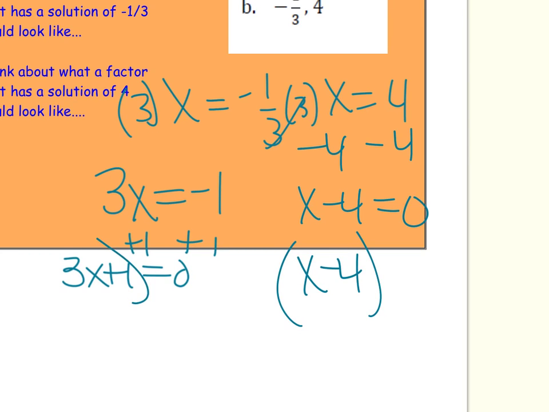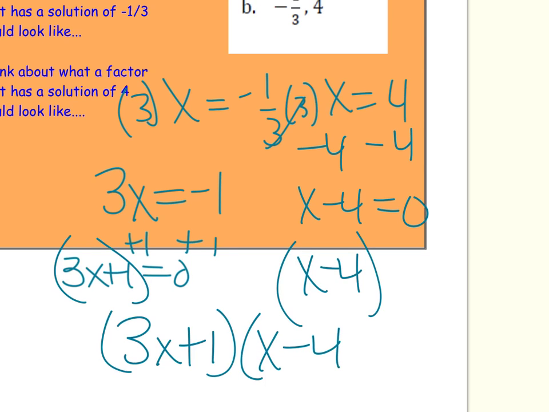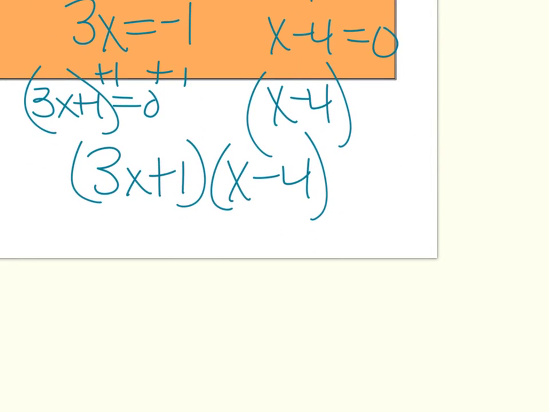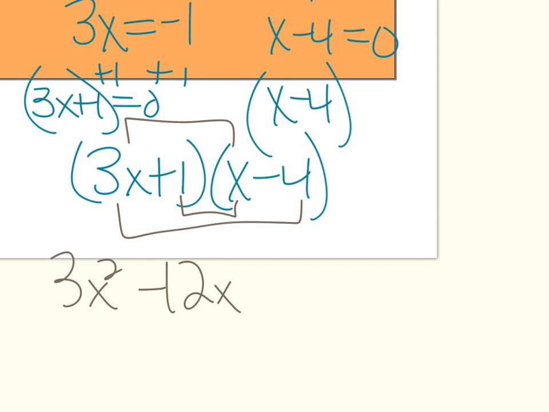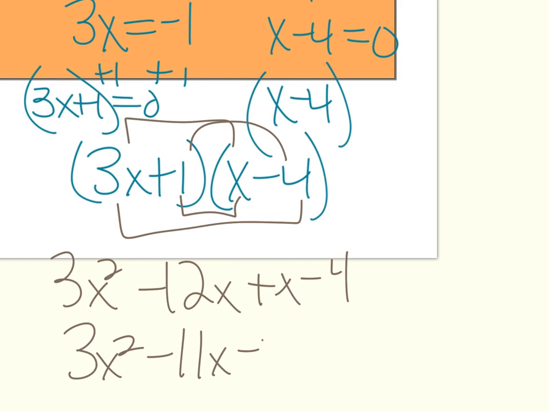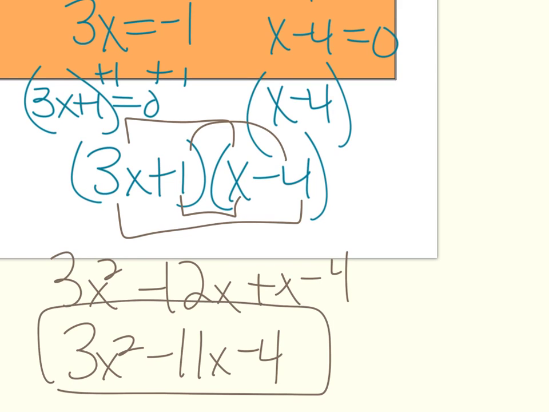So I've got this one and this one that I want to multiply together. So draw your box, do the FOIL, whatever. 3x times x is going to be 3x squared. That's going to be negative 12x plus x minus 4. 3x squared minus 11x minus 4. That's going to be my function set equal to 0. That's going to be my equation.